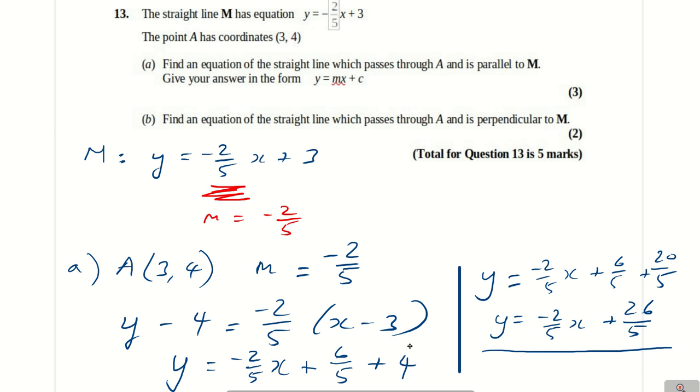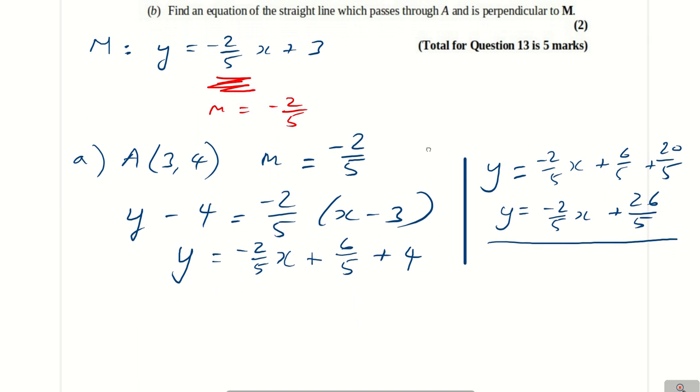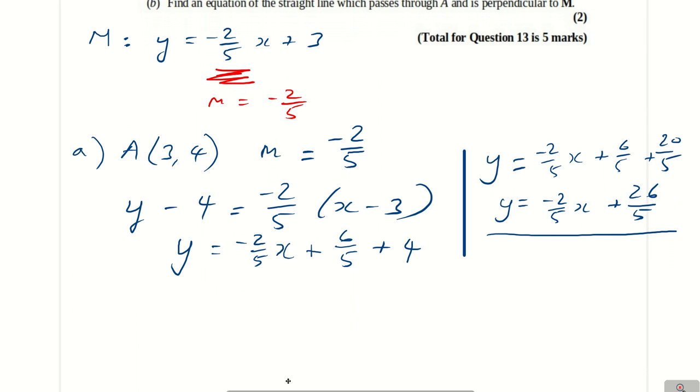Now, part B. Find the equation of a straight line which passes through A and is perpendicular to M. So not parallel to M this time, but perpendicular. So if the line is perpendicular, the new M, and I'll call it MP, its value is going to be such that if we multiply it by minus 2/5, we should get the answer minus 1. In other words, it's the negative reciprocal of the M that we had in part A. So it's going to be 5 over 2.